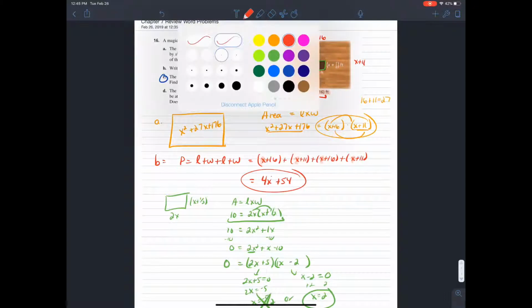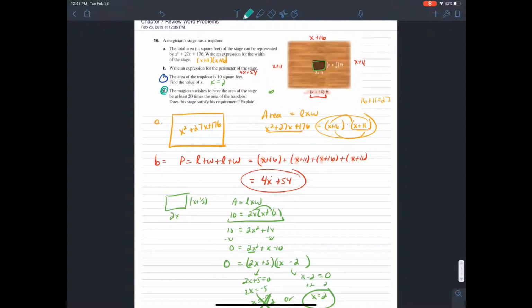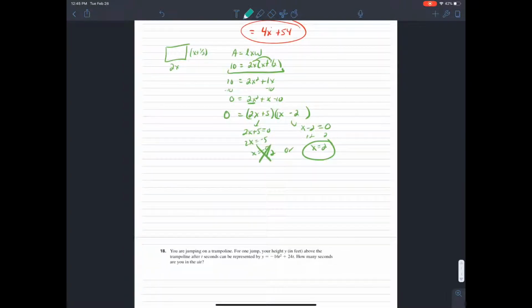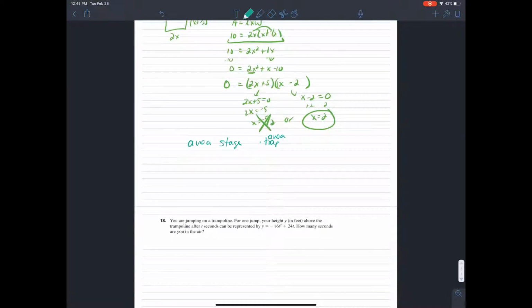Now, for part D, which I'll do in this color, it says the magician wishes to have the area of the trap door be at least 20 times the area, or excuse me, I read that backwards, the area of the stage at least 20 times the area of the trap door. Does this work? So let's put that into words here. The area of the stage, and then we have the area of the trap door. Now, the area of the stage needs to be bigger than the trapdoor. So if I knew what the trapdoor was and I multiplied it by 20, that should be the smallest amount that the area of the stage is.